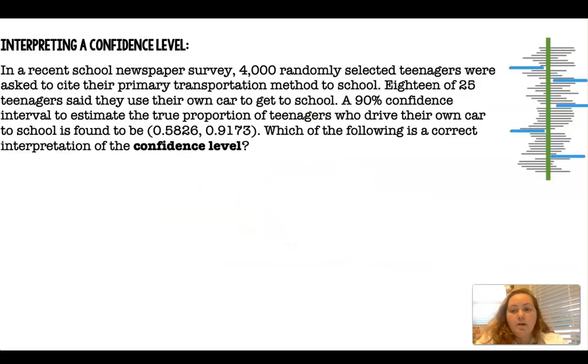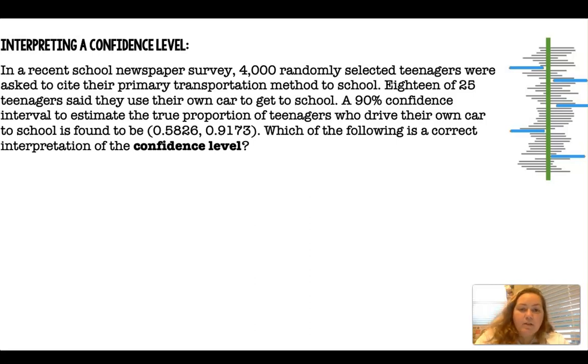All right, interpreting a confidence level. In a recent school newspaper survey, 4,000 randomly selected teenagers were asked to cite their primary transportation method to school. 18 of 25 teenagers said they used their own car to get to school. A 90% confidence interval to estimate the true proportion of teenagers who drive their own car to school is found to be 0.5826 to 0.9173. Which of the following is a correct interpretation of the confidence level?